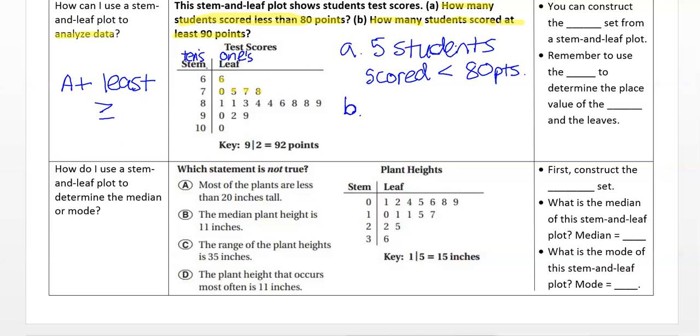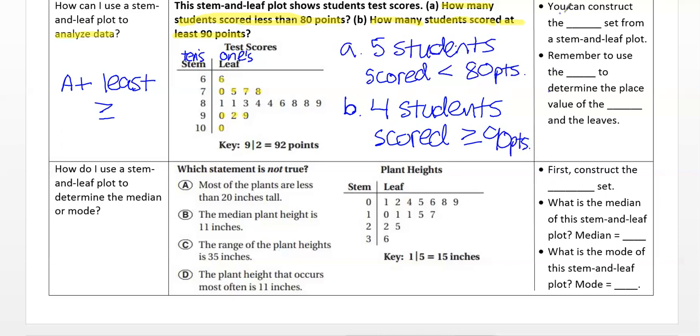Well, we can just look at the 90s and the 100. So here's a 90. Is 90 greater than or equal to 90? Yes. How about 92? Greater than or equal to 90? Yep, 99 and 100. So that's 4 students. And then we can replace at least with greater than or equal to 90 points.